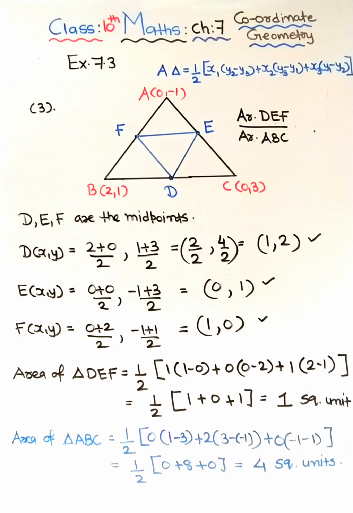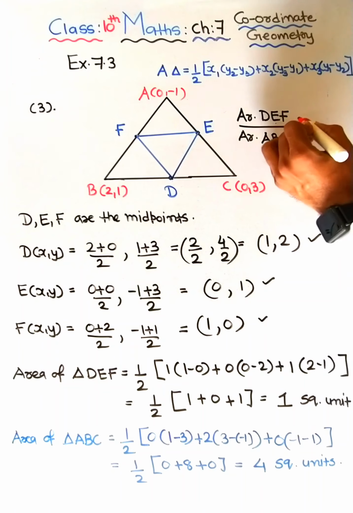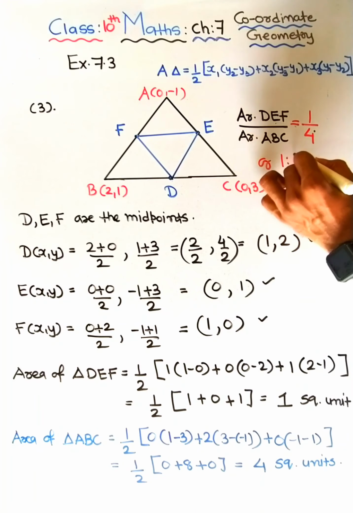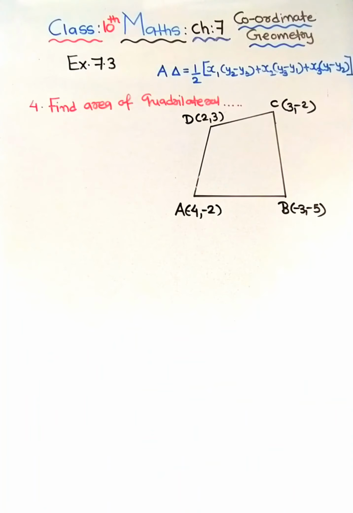The ratio of DEF to ABC is 1:4. We can also write it like this, 1:4. The next question is: find the area of the quadrilateral whose vertices in order are given. A(-4, -2), B(-3, -5), C(3, -2) and D(2, 3).